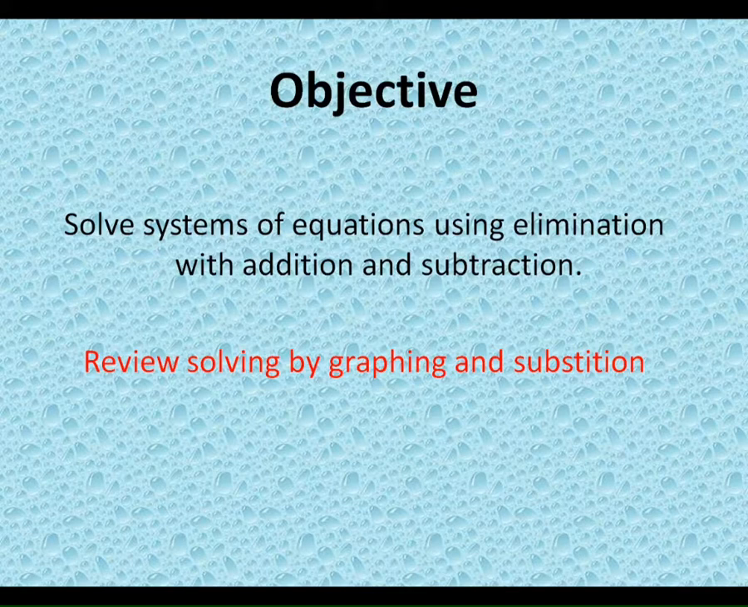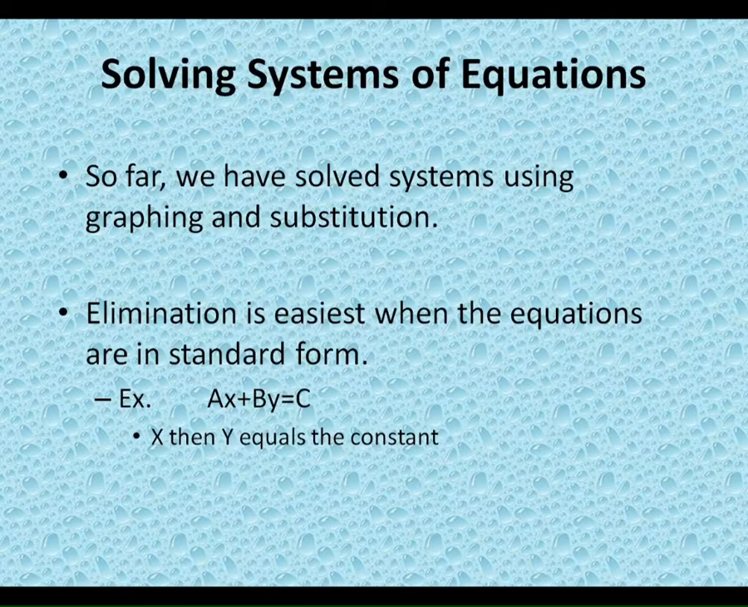But we're going to solve, graphing was the first way we did it, substitution was the second way, elimination was the third way. Still the same process. We're solving for x and y, or two variables. We just have a different method of doing it. Okay? So we've done graphing and substitution. Elimination is easiest when the equations are what we call standard form. So that next question on your sheet says, what is standard form?